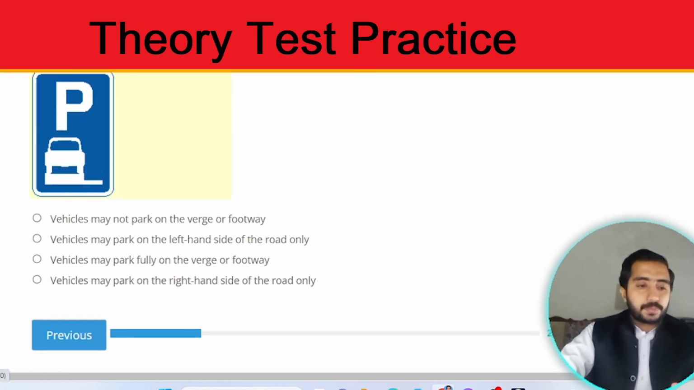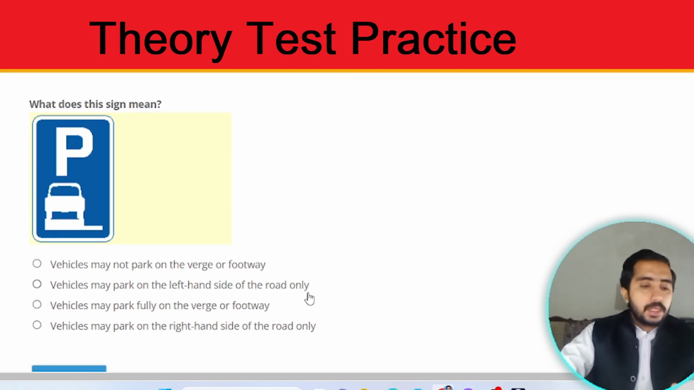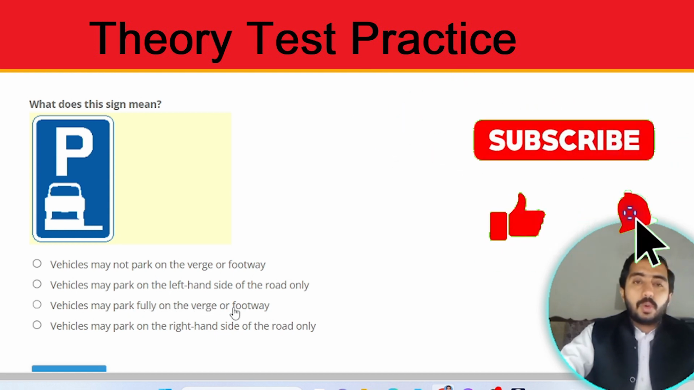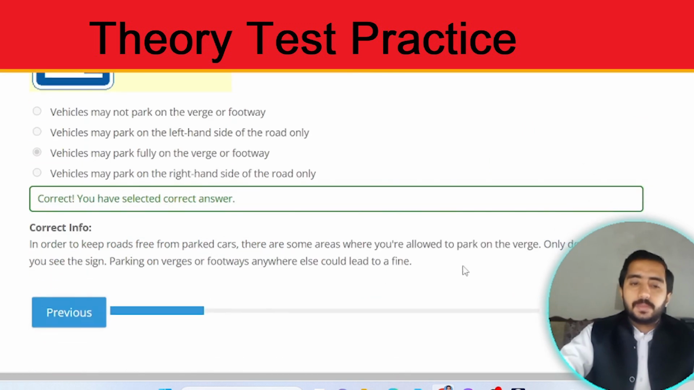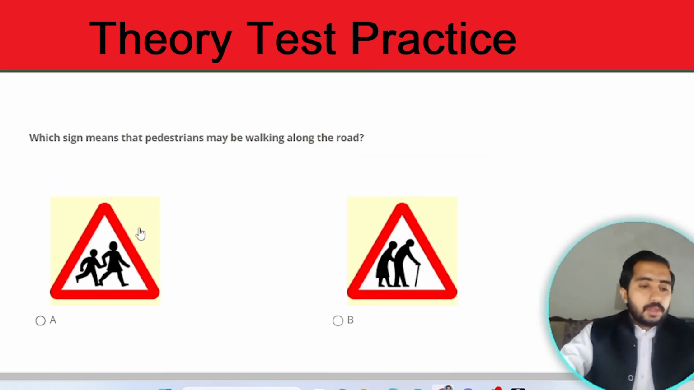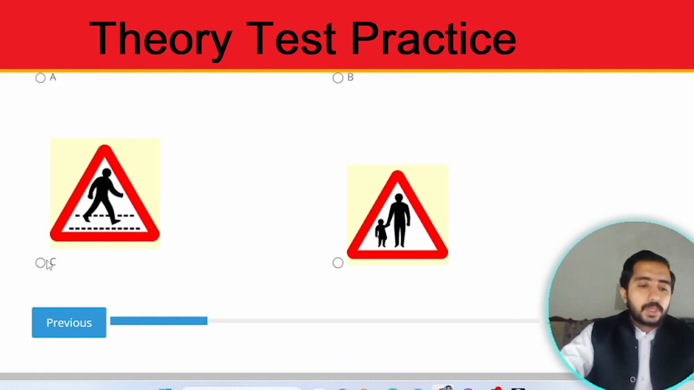Next, what does this sign mean? This sign is represented by a vehicle may park fully on the verge or footway. Option C is the correct one. Next question. Which sign means that pedestrians may be walking along the road? This one is represented by option C.